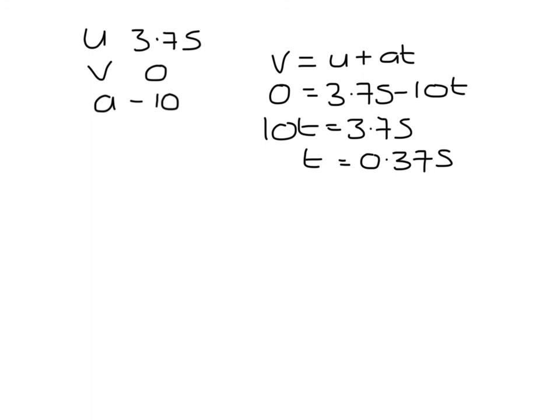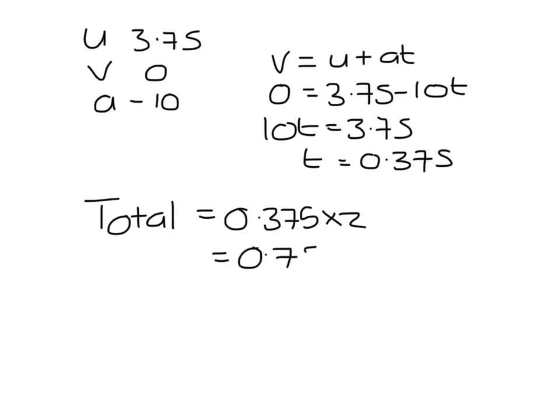B's got to rise up and then come down, and then the string will become taut. So the total time before the string becomes taut is 0.375 times 2, and that gives us 0.75 seconds.